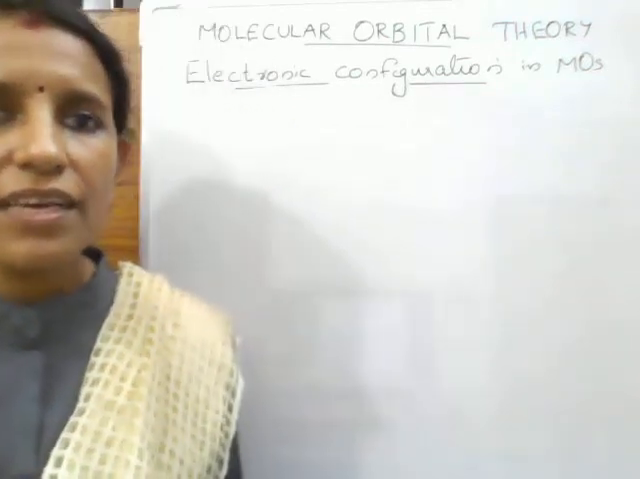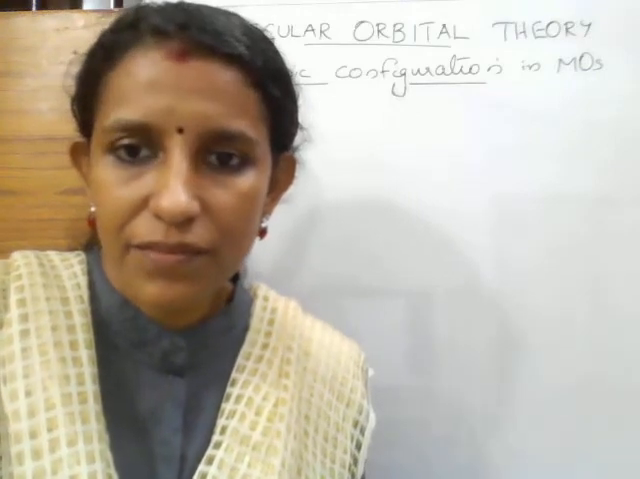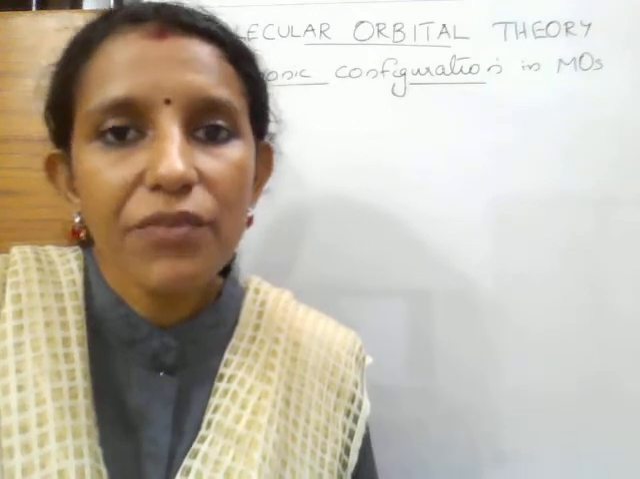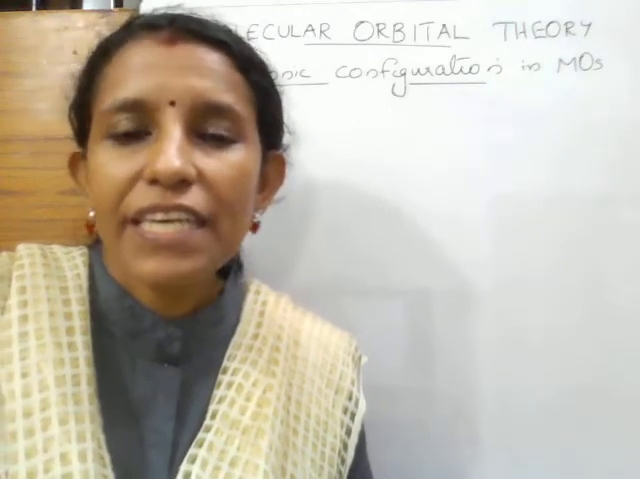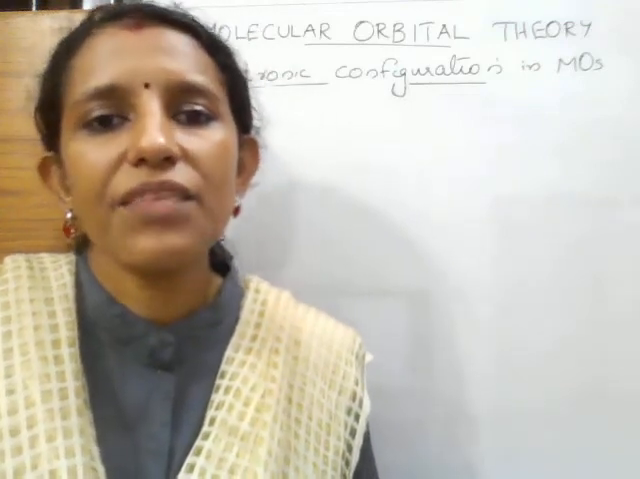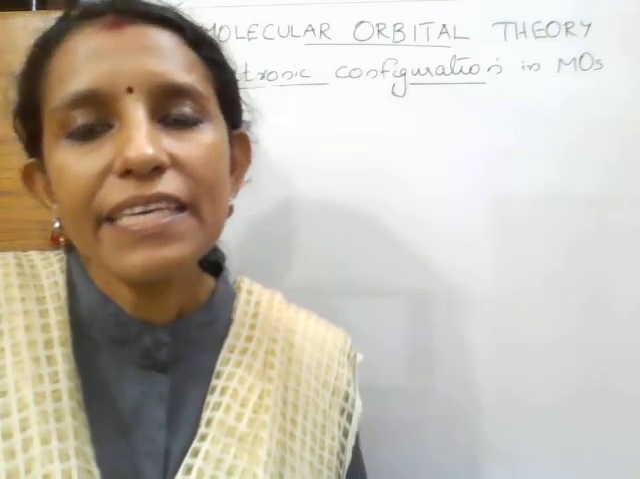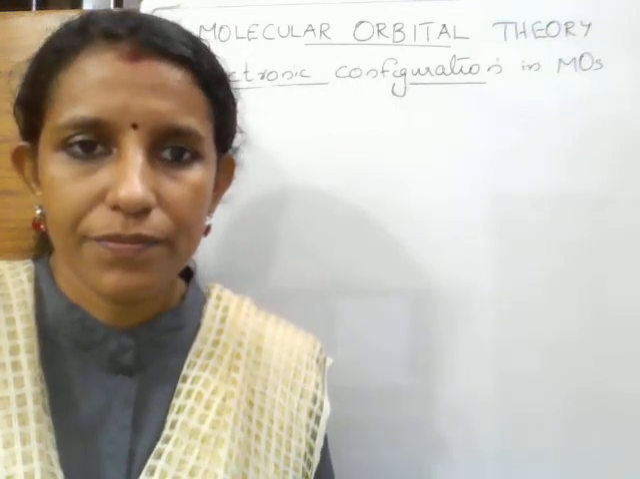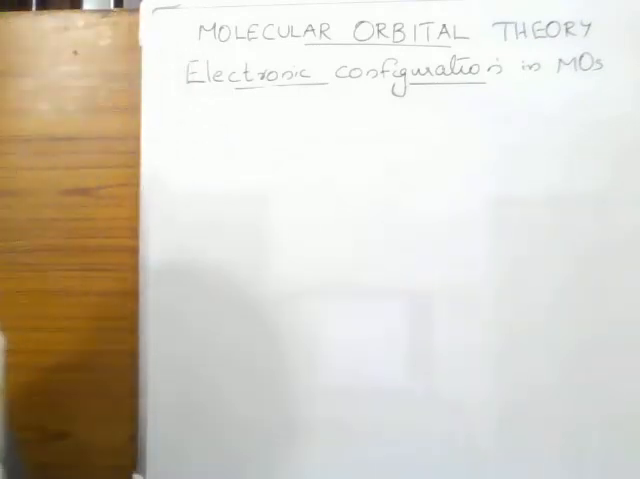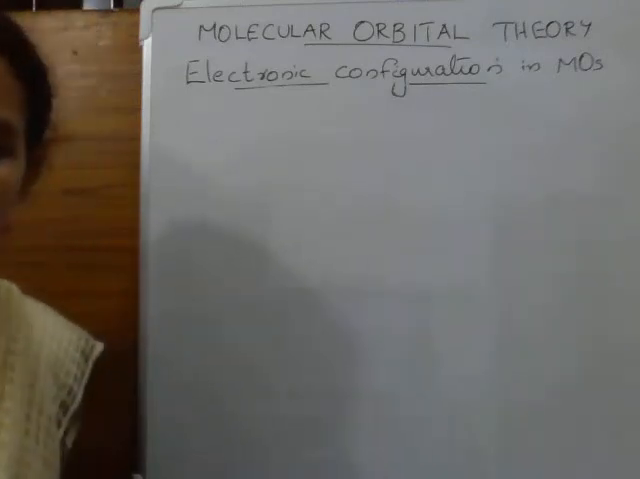Namaste children. Let us study the molecular orbital theory and its application. Molecular orbital theory helps to predict the behavior of molecules. We can predict the stability of molecules, bond strength, bond enthalpy, bond length, and we can also predict the magnetic nature of different molecules. For this, we need to write the electronic configuration. So first let us study how to write electronic configuration in molecules.